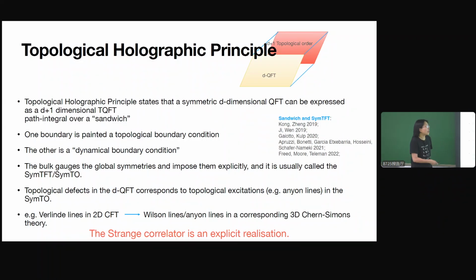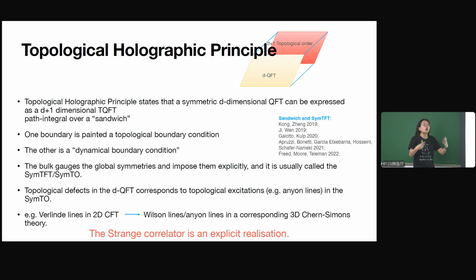Then the crucial question is the following. Why do we want to express it in this form? In principle, it doesn't carry more information. The extra dimension in the TQFT basically just imposes by brute force the symmetries that are carried by the d-dimensional system, making the symmetries explicit. That's all.